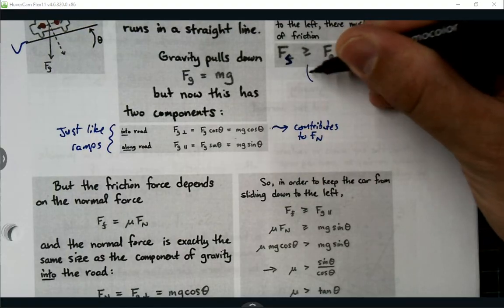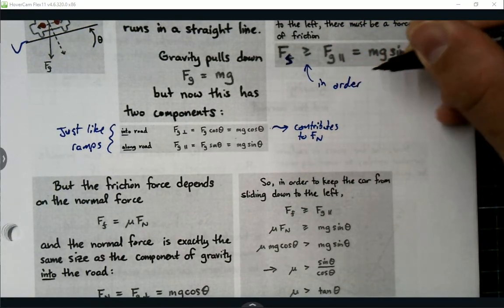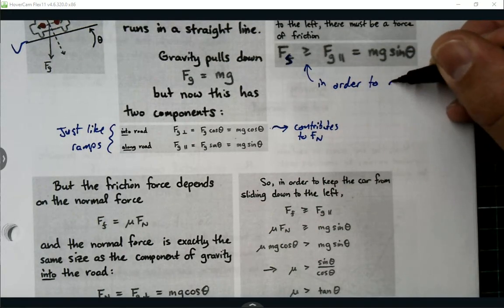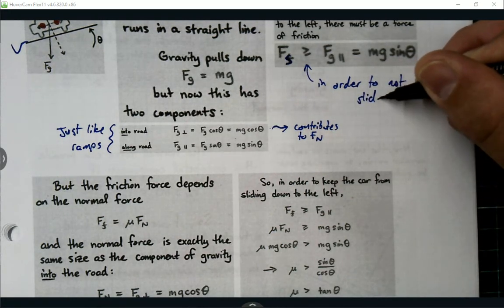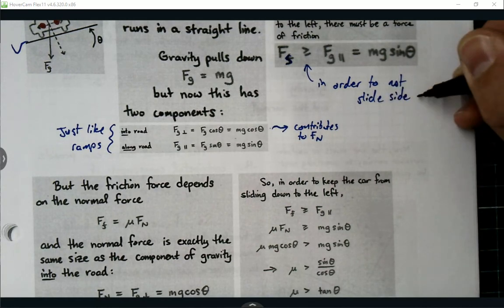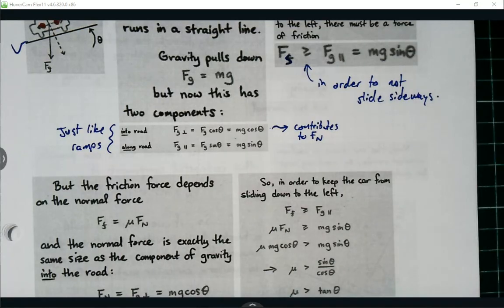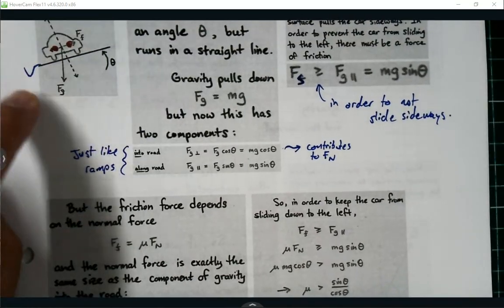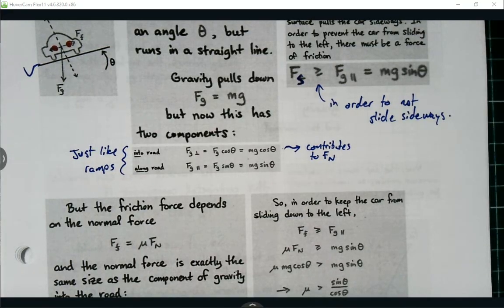And when I say greater than or equal to, let's just make the commentary in order to not slide sideways. And in this picture, sideways would mean going down the ramp, because remember, this is an animation where we're driving away from the camera, if you like.